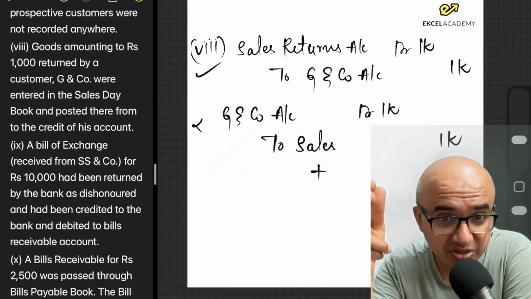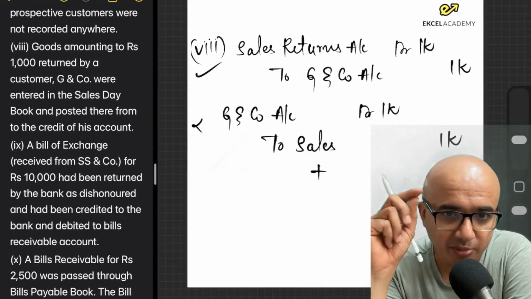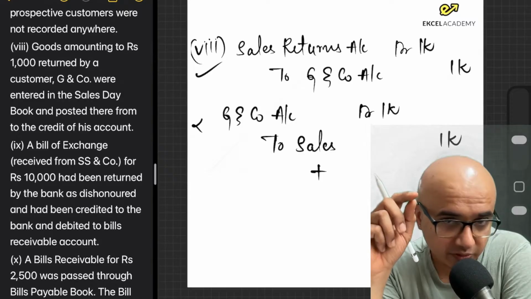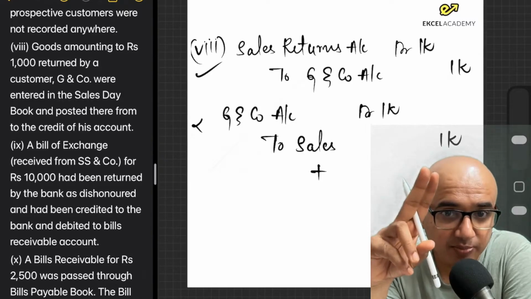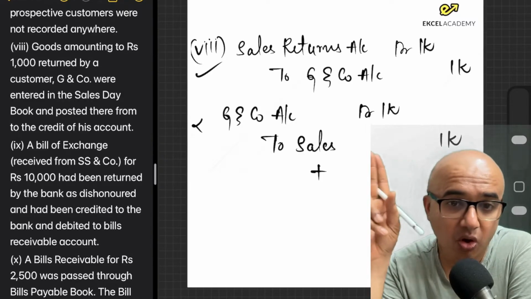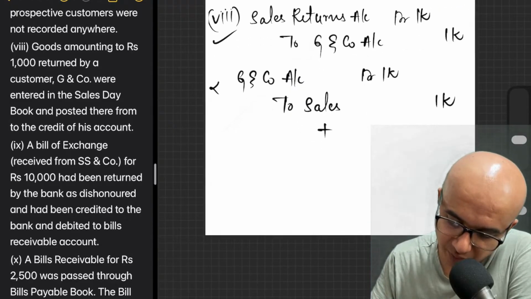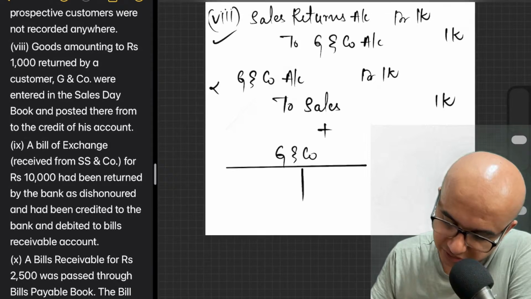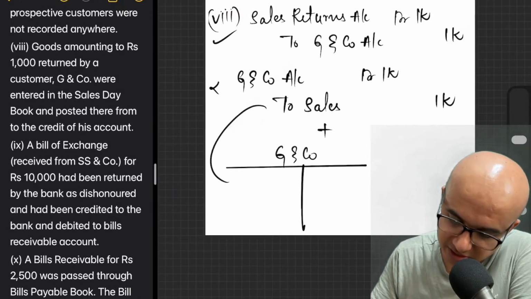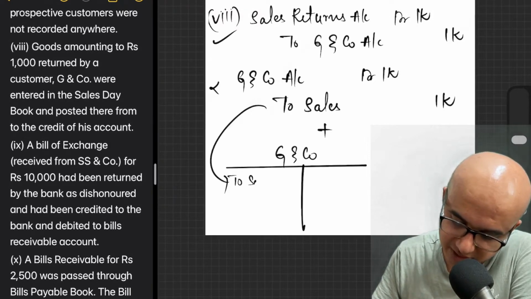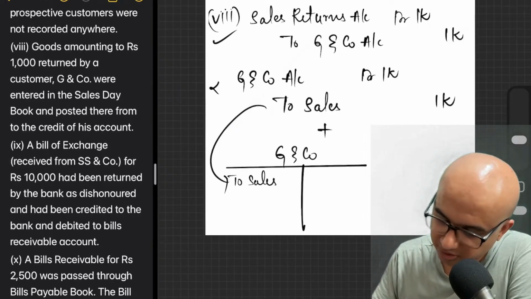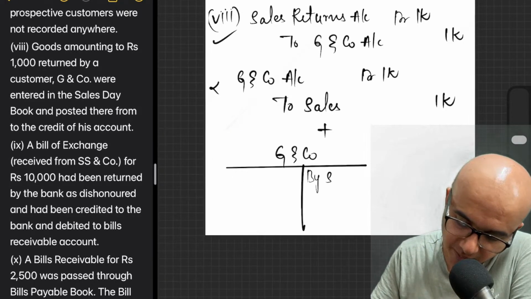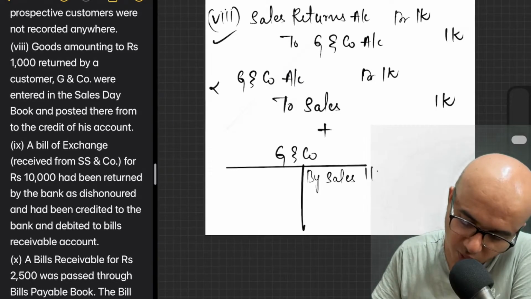The other mistake is regarding the posting error, because let me read the question again. They were entered in the sales day book instead of the sales returns book and posted therefrom to the credit of his account. That means credit of G and Co's account. So now the other mistake is this. Strictly speaking, this posting would have been like this, to sales, and we would be done. But they didn't do that. Instead, they recorded on the credit side, by sales 1000.